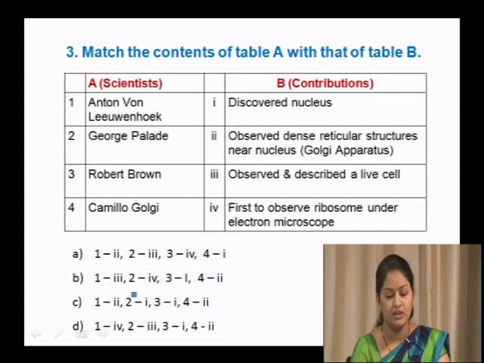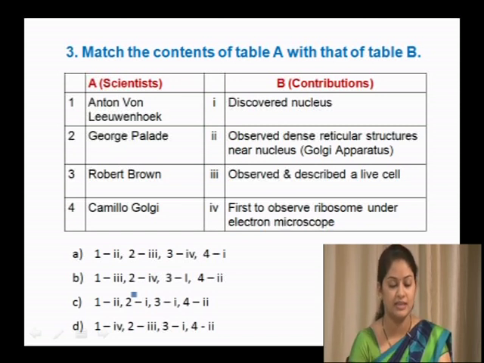So the options are mentioned below. What you can observe here is there are 4 options. The options run like this. Option A, 1, 2, 2, 3, 3, 4, 4, 1. And options B, C, D are running in the same way. So let us try to understand the contributions of every scientist there. Continuing with Anton von Leeuwenhoek, we already know that he was the first one to observe and describe a live cell. So for first one, option is Roman number 3.